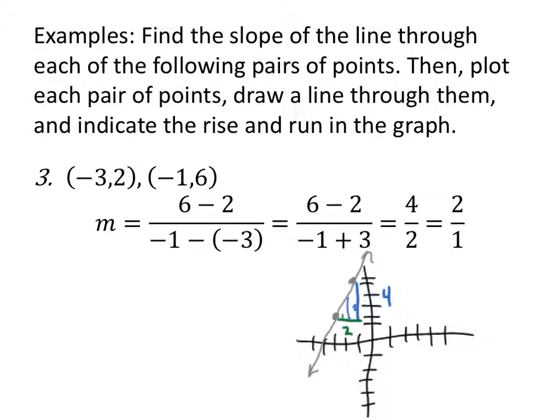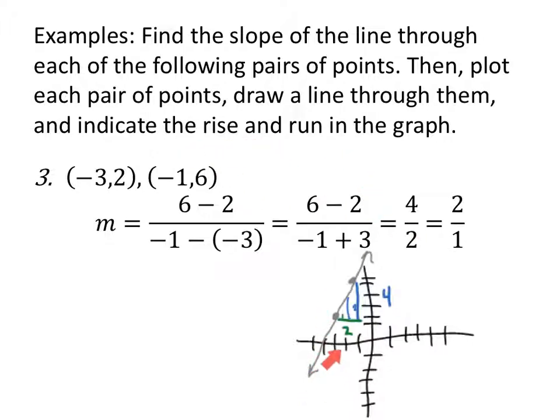Negative 3, 2 and negative 1, 6. I'm going to subtract 6 minus 2. In the denominator, keep my order, negative 1 minus a negative 3. That's 6 minus 2 over negative 1 plus 3. 6 minus 2 is 4. Negative 1 plus 3 is 2. And I could simplify that to be 2 over 1. And yeah, I know that's 2, but 2 is not very helpful. When it comes to slope, I like to leave it in fraction form. That way I could see the rise and the run in the graph.